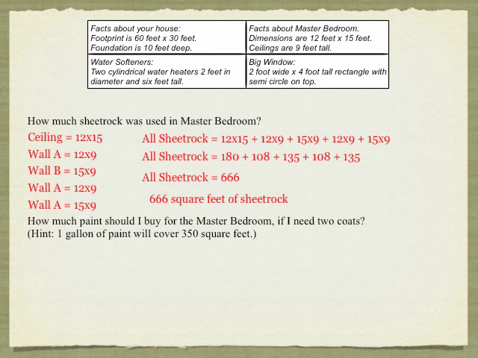How much paint should I buy for the master bedroom if I need 2 coats? So here's a hint. 1 gallon of paint will cover 350 square feet. So I need 4 gallons, 2 gallons for each coat. Because if I have 666 square feet, I'd need 2 gallons for the first coat and 2 gallons for the next coat.